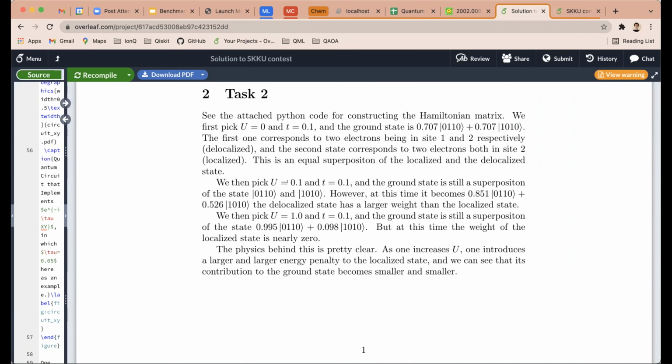And we then pick U and T both being 0.1, and the ground state is still a superposition of the localized and delocalized state.